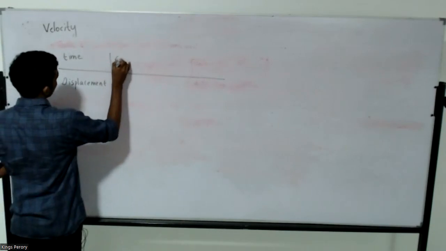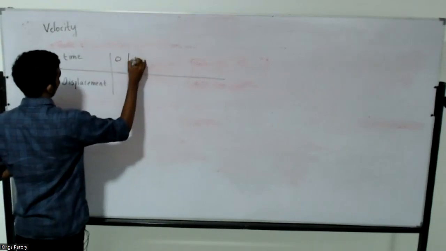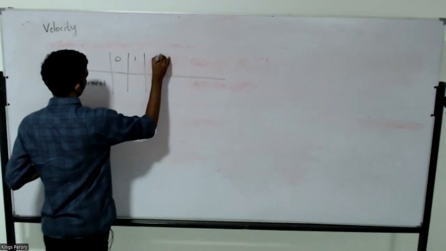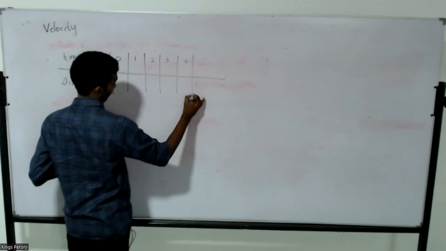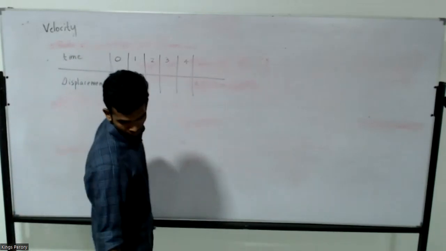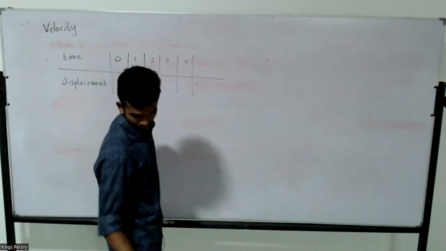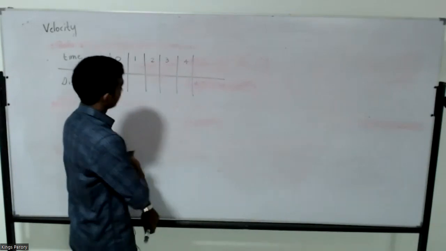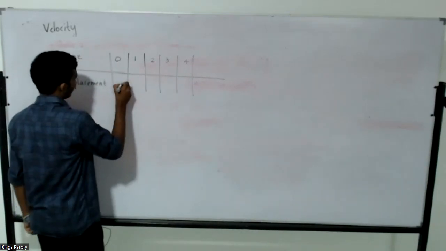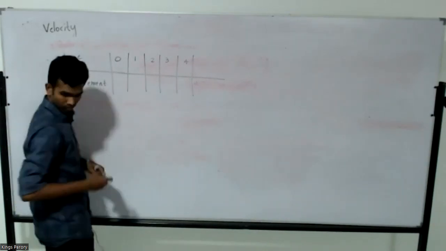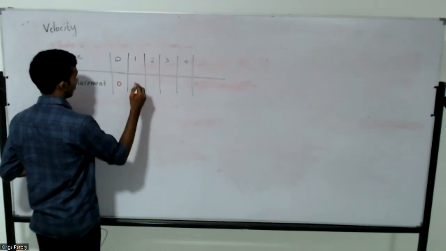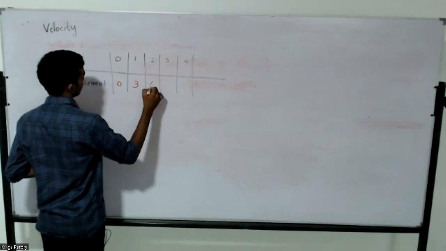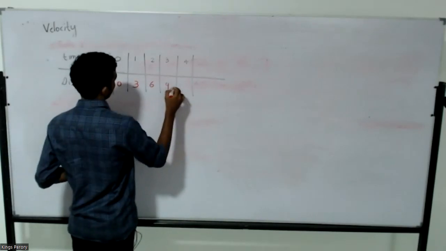Time 0, time 1, 2 seconds, 3 seconds, 4 seconds. Up to what I get? 4, right? 4. Displacement 0. Displacement 0. Displacement 3, 6, 9, 12.